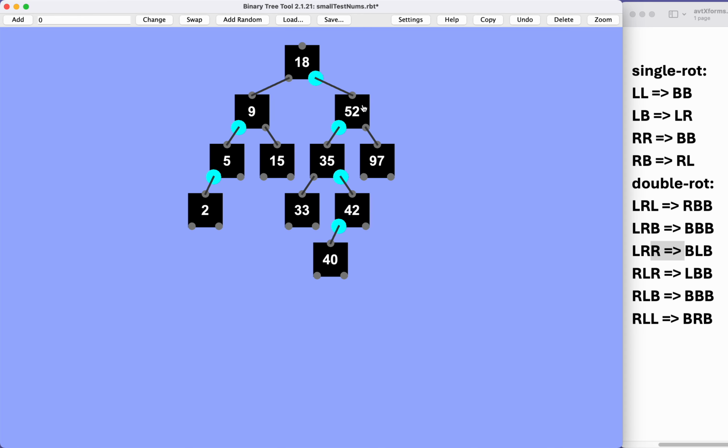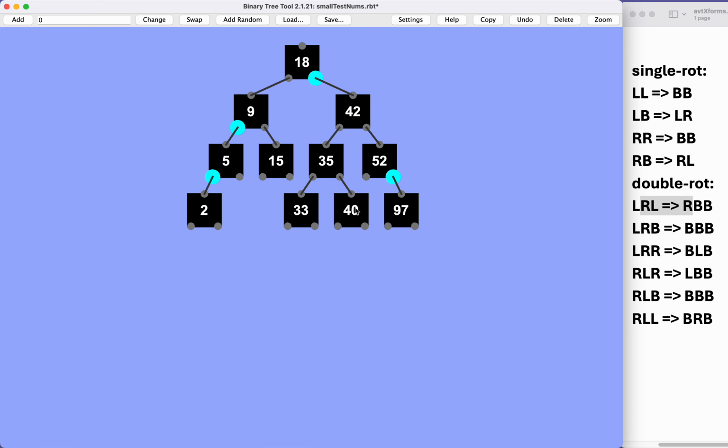But it's already leaning left, so what do we see? Left, right, left. Left, right, left says we should change that to be right, balanced, balanced. So I was doing this at the 52, so left, right, left becomes right, balanced, balanced, and I do a double rotation. Okay, now the 18 has seen its right child, which had been unbalanced, go to balanced, so the 18 needs to adjust its balance factor 1 to the left, away from the deletion, and so it becomes balanced now.